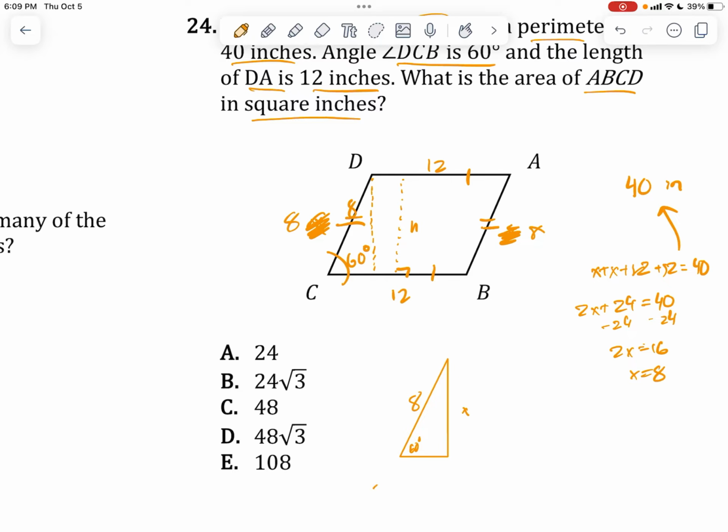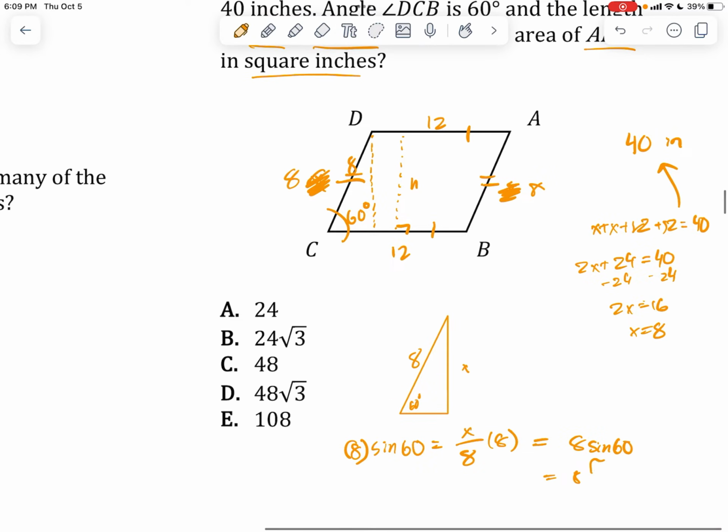So if I do sine of 60 degrees, that'll be equal to x over 8. I can solve for x using this. So multiply 8 on both sides. 8 sine 60 is equal to 8 times square root of 3 over 2, which is just sine 60. If you do it on your calculator, you'll find it should be about 0.86 times 8. Okay, so that gives us the height.